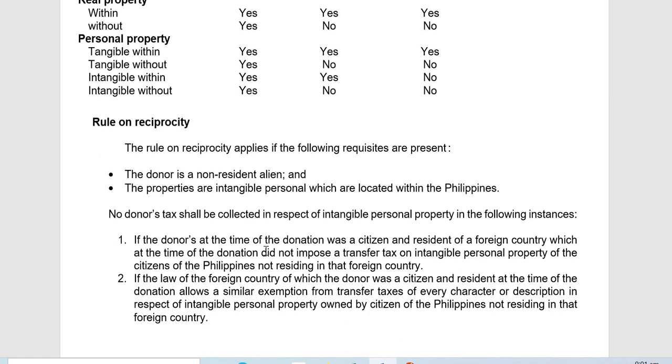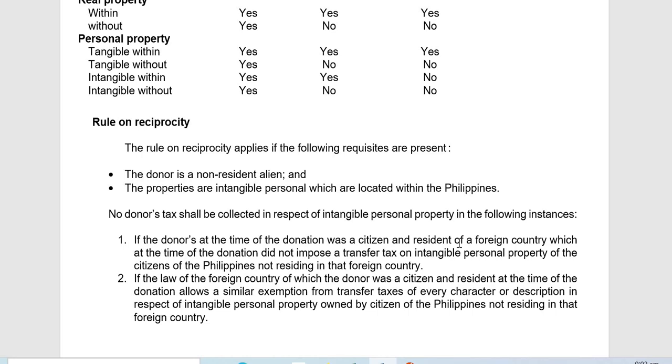If the donor at the time of the donation was a citizen and resident of a foreign country, then that country, of which he is a citizen, at the time of the donation must not impose a transfer tax on intangible personal property of a citizen of the Philippines residing in that foreign country. So it is reciprocity: if a Filipino citizen has property in their country and they do not tax it, then it is subject to the donation.